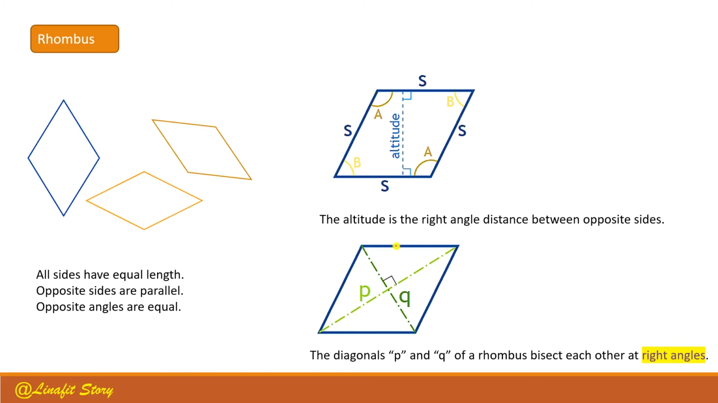The diagonals P and Q of the rhombus bisect each other at right angles. So this is 90 degrees, this is 90 degrees, 90 degrees, and this is also 90 degrees.